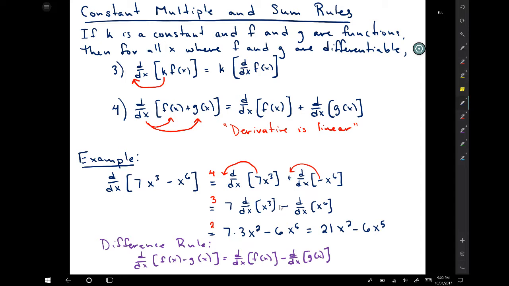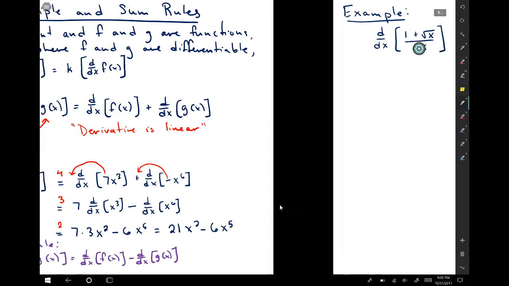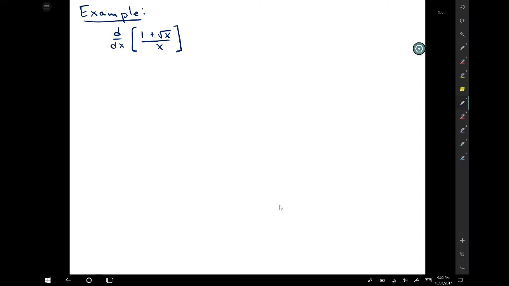I'm going to do one more example that shows you everything that we just talked about all in one go. So here I'm going to take the derivative of this fraction 1 plus root x divided by x. So you might look at this and you might say, but I can't use any of my rules. I don't just have a power of x. I have no constants that I can pull out. I don't even have a sum that I can split up. So I look at this fraction and I say, well, what can I do?